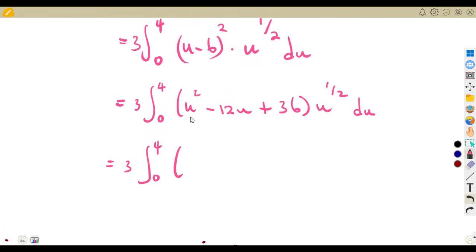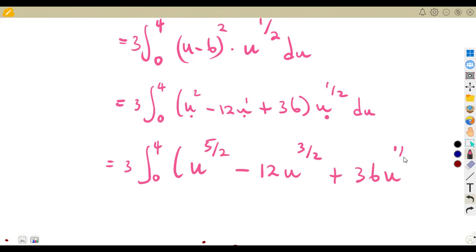So let's expand this: u to the exponent of half times u to the exponent of 2, times u to the exponent of half. You add the exponents, so that will be u to the exponent of 2.5, which is 5/2. Minus 12, you multiply again. This is 1, so you add 1 plus a half. That's 1.5, which is 3/2. We do the same thing: 36 and u to the exponent of half, that will be plus 36u to the exponent of a half.